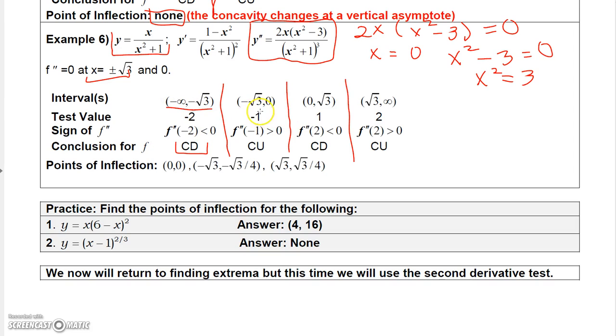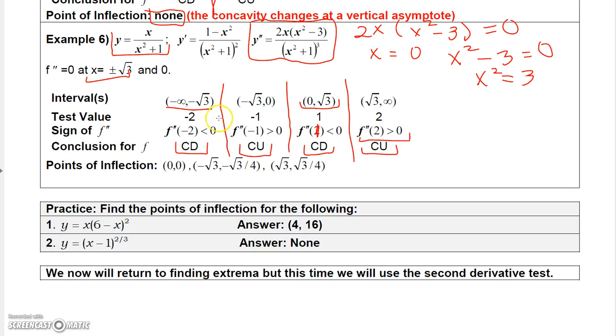And then between negative square root of 3 and 0, I'm just going to use negative 1. And when I plug negative 1 into this, I got a positive value for the second derivative. And so I got concave up for the function. And then for this interval, I can use 1, and when I plugged 1 in, I know it says 2, but I actually plugged 1 in. So when I plugged 1 in, I actually got a negative value, so it's concave down in that interval. And then I needed a number greater than square root of 3, so I plugged 2 in, and the second derivative evaluated at 2 is positive, so we're concave up on this interval.